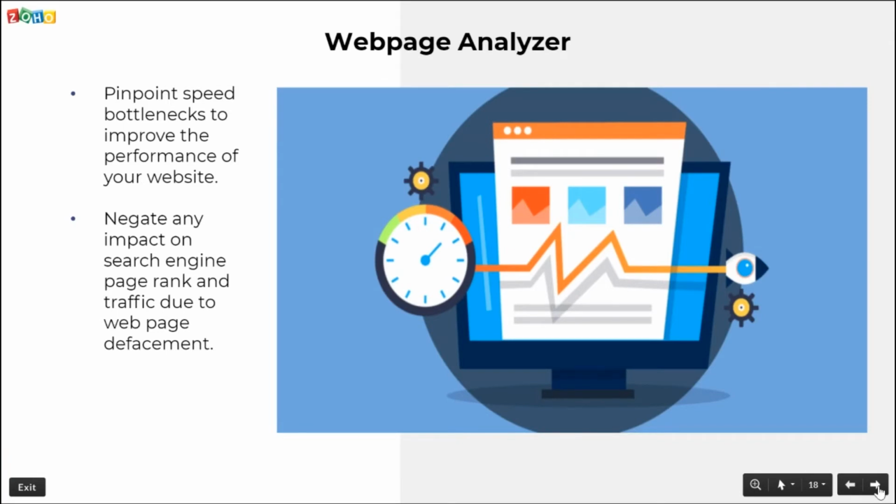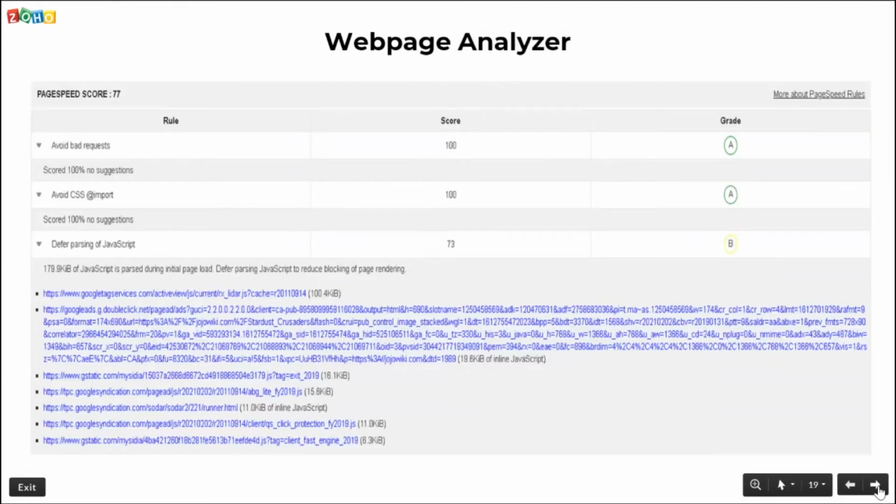So I have an example. I have already added a web page and captured a screenshot. For that particular URL which I've added, the page speed score is 77, which is a moderate score. If I want to know why it has reduced to 77, I can clearly see it is because of this particular rule, defer parsing of JavaScript, where the score has gone down to 73.